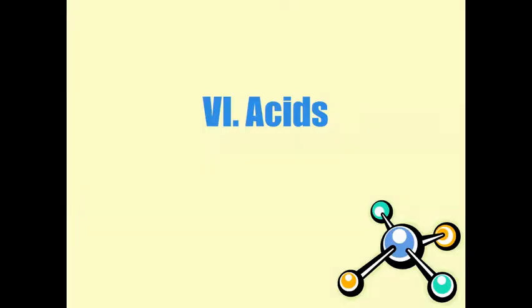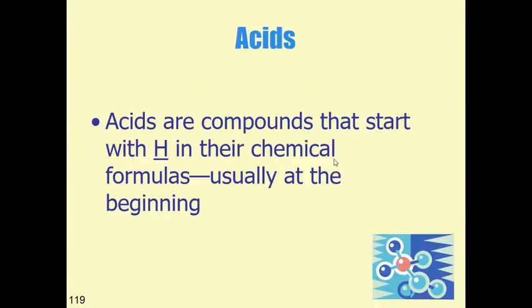Okay, the last nomenclature that we need to work on is acids, naming acids. So in this class, we're going to define acids as those compounds that start with hydrogen in their chemical formulas. So if you see a chemical formula that starts with hydrogen, we're going to be placing it at the beginning of the compound formula, then it is an acid.